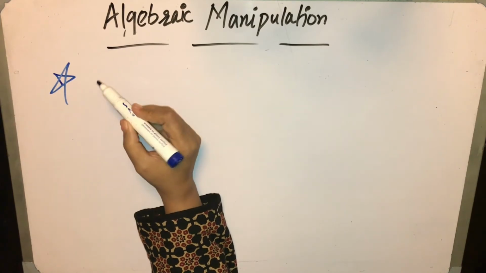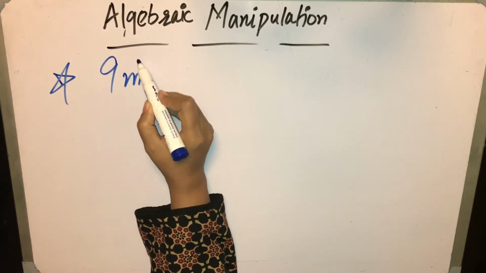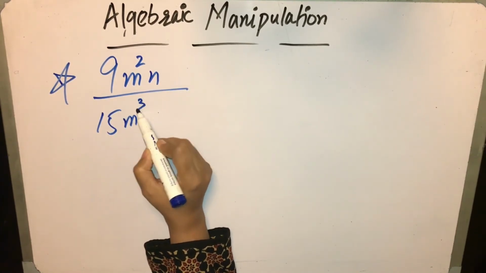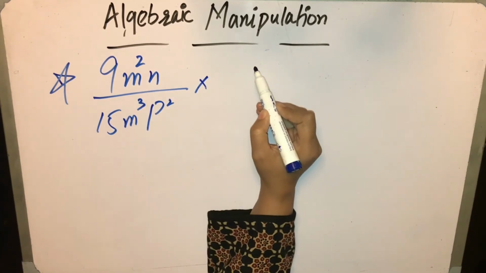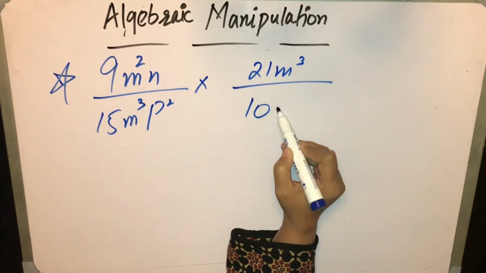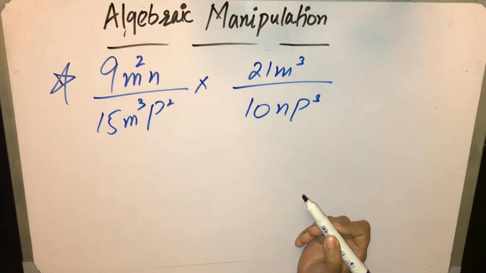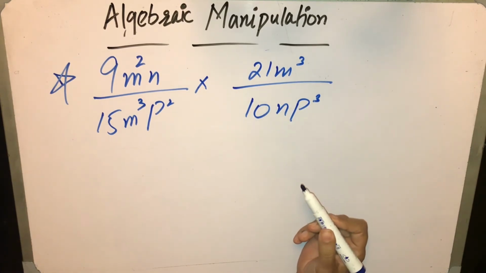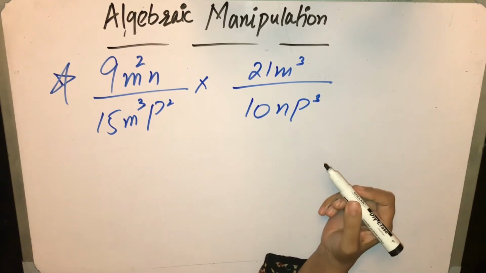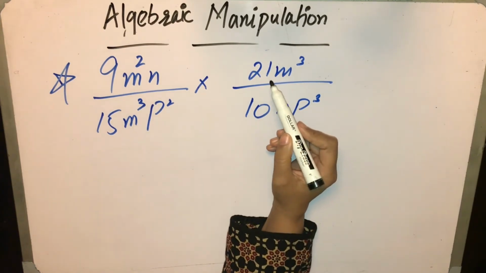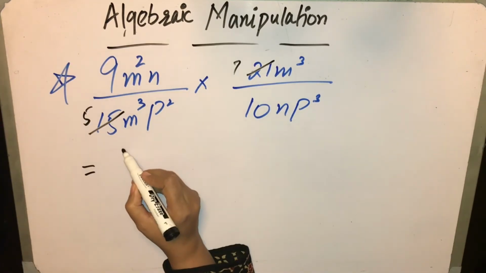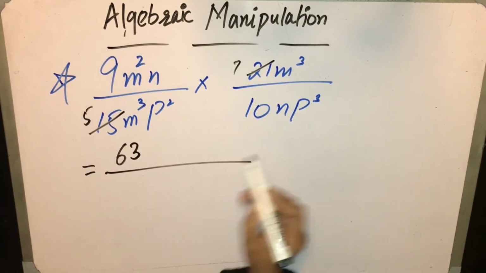So we are going to use the laws of indices in a few more examples when we are doing algebraic manipulation. I have 9m square n over 15m cube p square multiplied with 21m power 3 over 10n p cube. Okay, first of all, we will consider or cancel our constant terms. We can cancel one numerator with one denominator one time. So 21 is 3 times 7, and 15 is 3 times 5. We have to multiply 9 with 7, it will be 63, and 5 with 10 is 50.